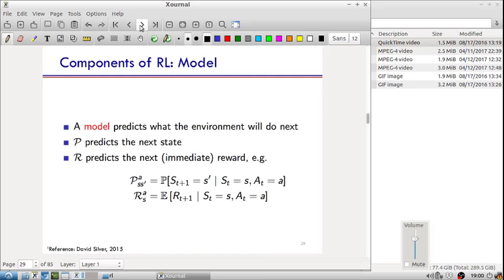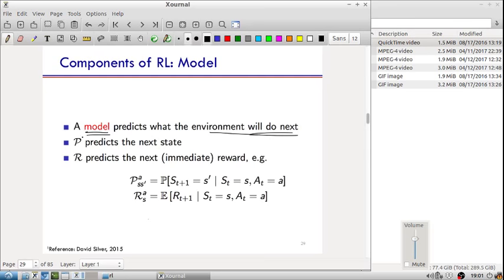The third component is the model, and the model is just the dynamics of this system. It describes how the situation changes from one to the other because I took some action. That's what the environment does, right? You are in some situation, take an action, and you get to some other situation or state. So the model is basically what the environment will do next, because it will tell you what the environment will do next.